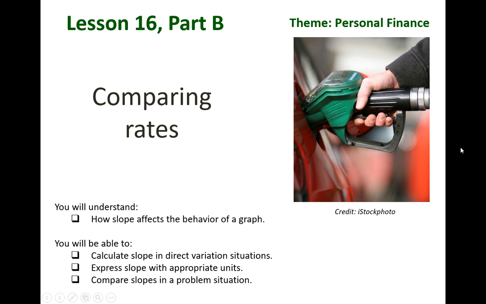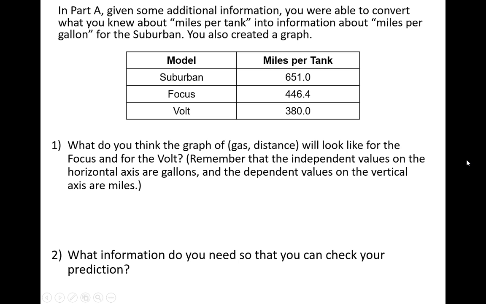All right, part B, comparing rates. Okay, that can be comparing the slopes of 2 different situations to make a determination. In part A, given some additional information, you were able to convert what you knew about miles per tank into information about miles per gallon for the Suburban. We also created a graph. What do you think the graph of gas versus distance will look like for the Focus and for the Volt?